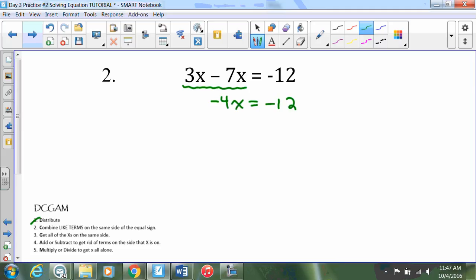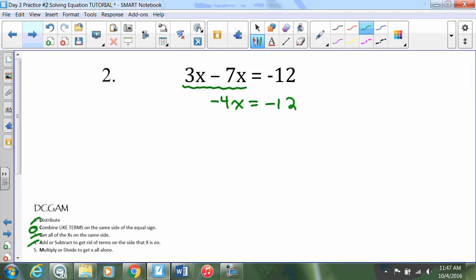And now I look, all right, I did this, so this is good. Get all the x's on the same side? Don't need to do that. Add or subtract to get rid of terms? Nope, don't need to do that. But this very last one, multiply or divide to get x all alone, that's what I need to do.